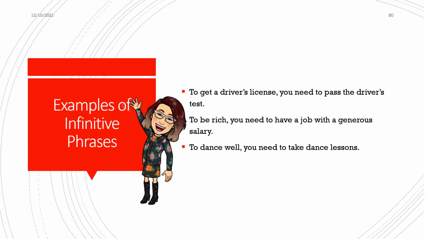Here are some examples of infinitive phrases. An infinitive phrase starts with an infinitive. To get a driver's license, comma, you need to pass the driver's test. When the infinitive phrase is at the beginning of the sentence, you need a comma. To be rich, you need to have a job with a generous salary. Remember that if you use an infinitive phrase, which is an introductory phrase, at the beginning of a sentence, you need a comma.